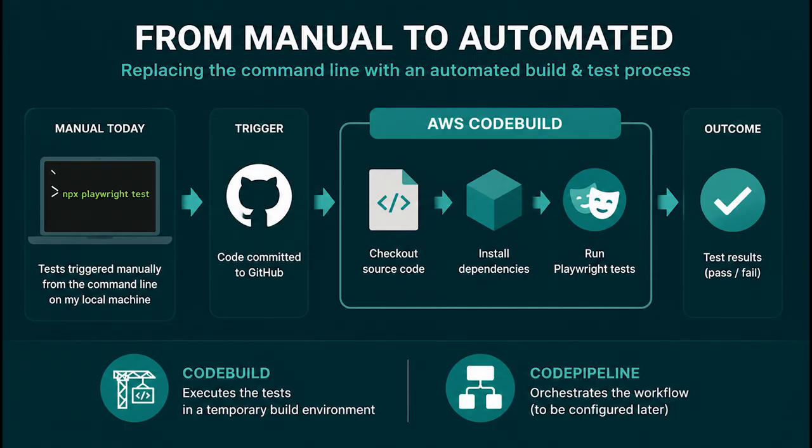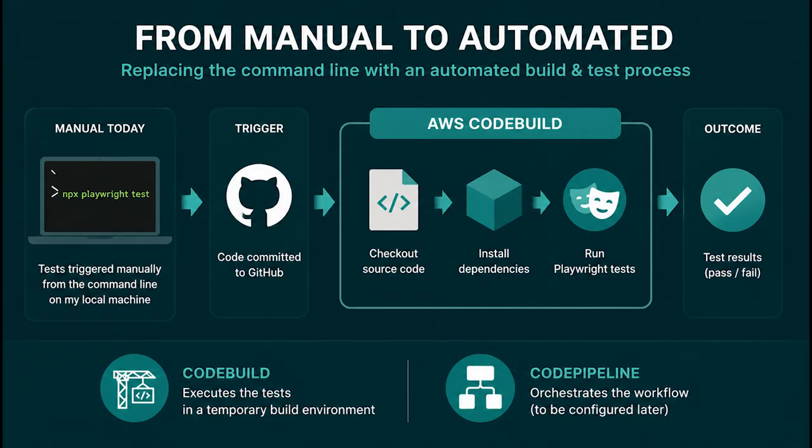CodeBuild provides a temporary build environment in the cloud. It checks out the source code, installs the required dependencies, and then executes the Playwright test suite. In other words, it replaces the manual command line with an automated build and test process. One important point to understand is that it's CodeBuild that's actually executing the Playwright test.